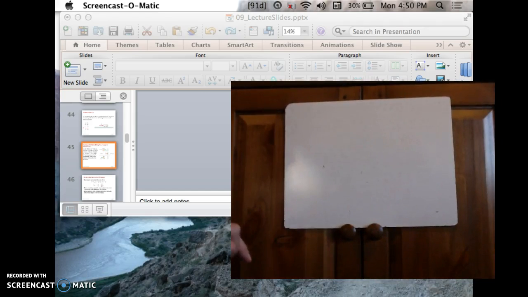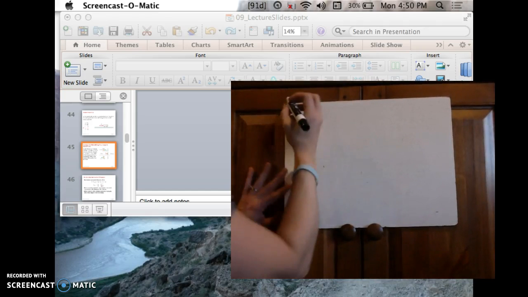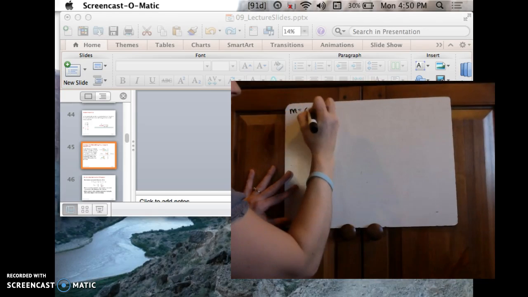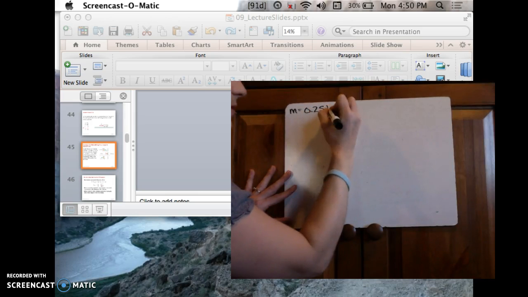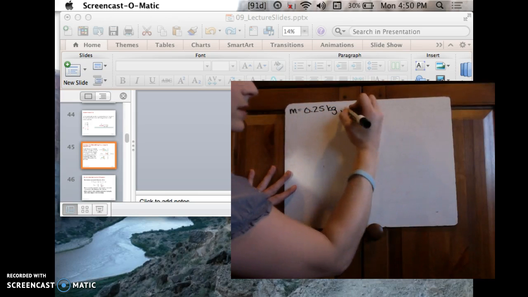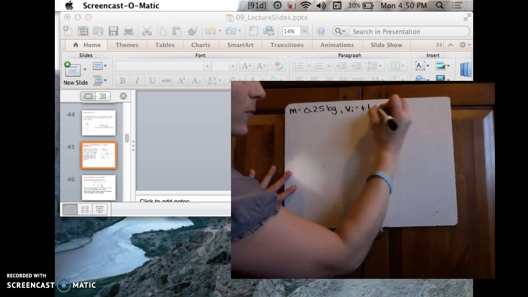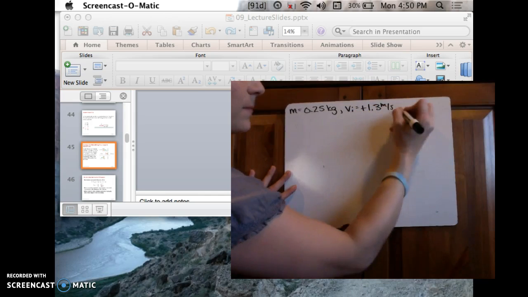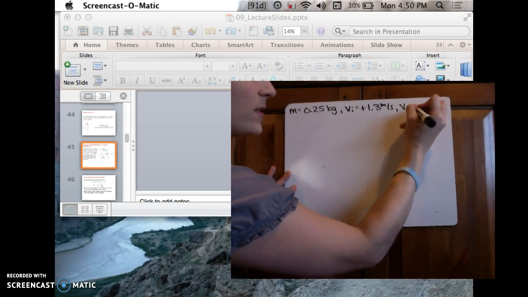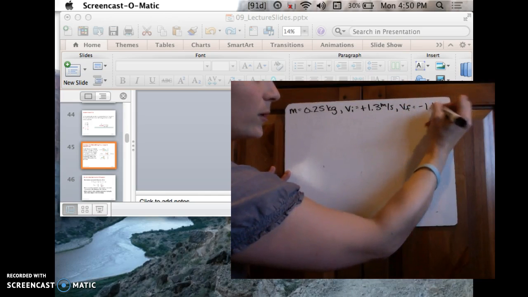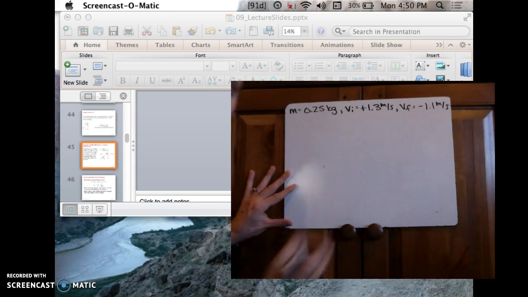All right, so let's start by writing down some of our givens. The mass of the ball is 0.25 kilograms. The initial velocity moving to the right is a positive 1.3 meters per second. And the final velocity moving to the left is a negative 1.1 meters per second.